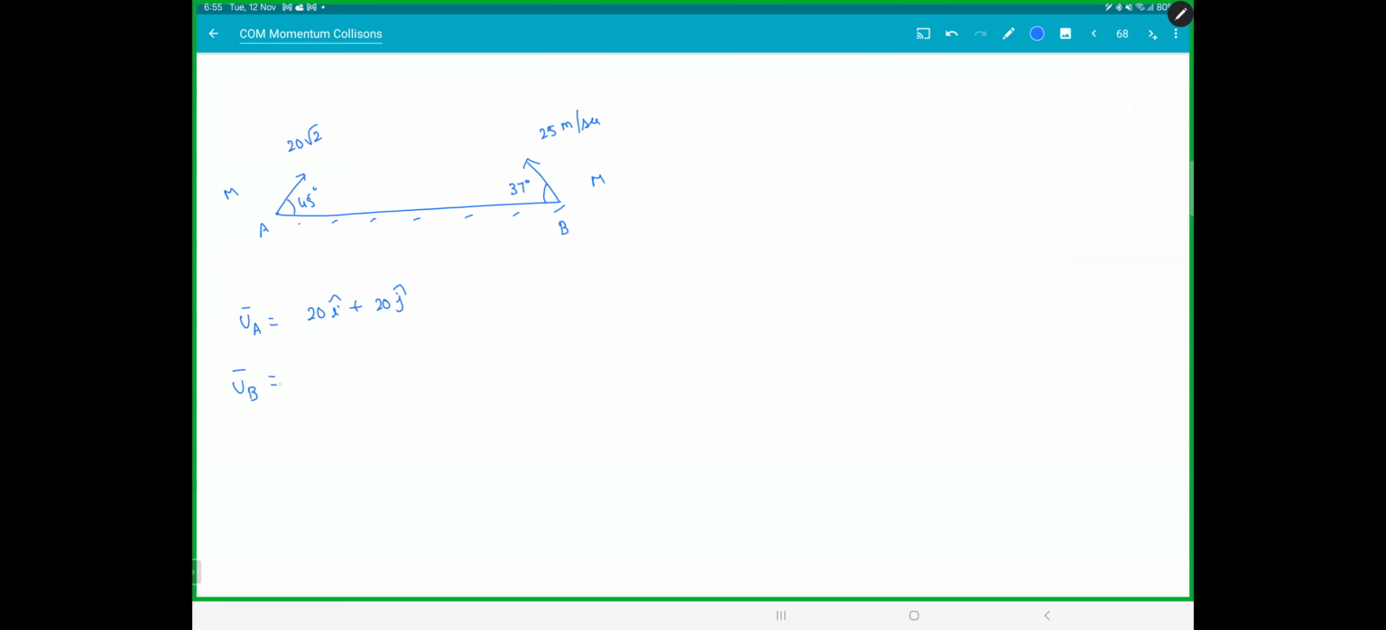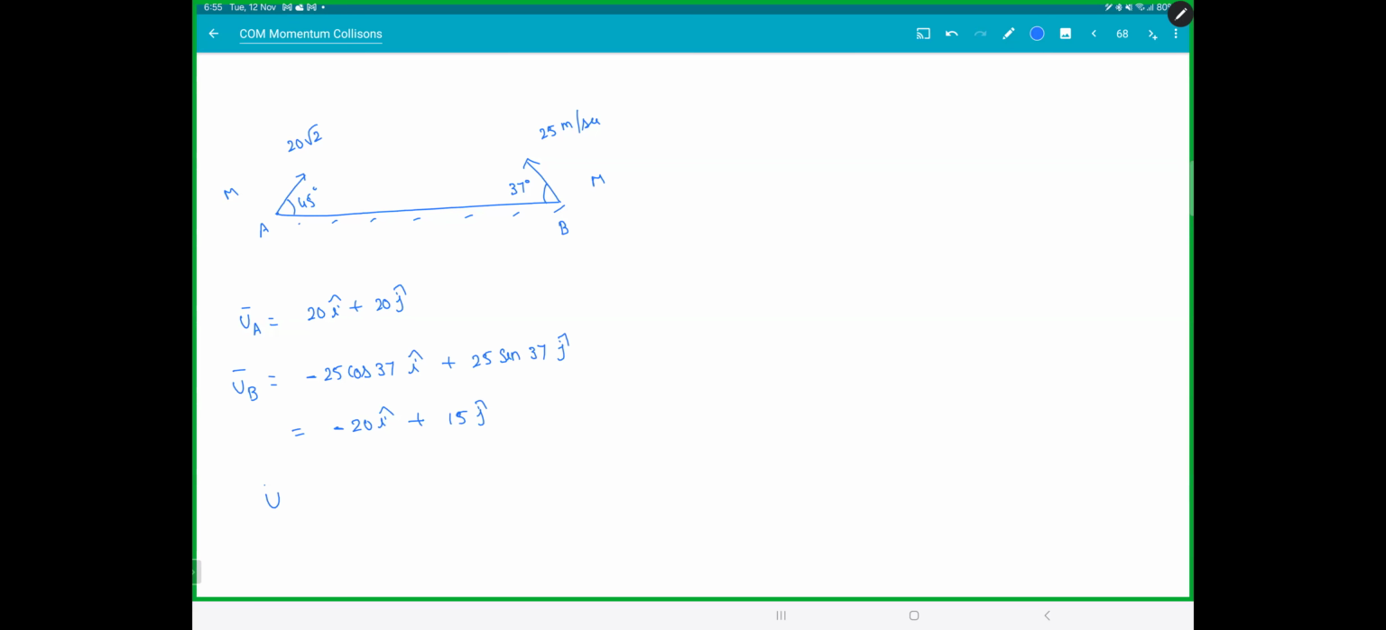What is UB? 25 cos 37, so minus 25 cos 37 because it's pointing backward, plus 25 sin 37 j cap. Cos 37 is how much? 4 by 5. So minus 20 i cap plus 15 j cap.